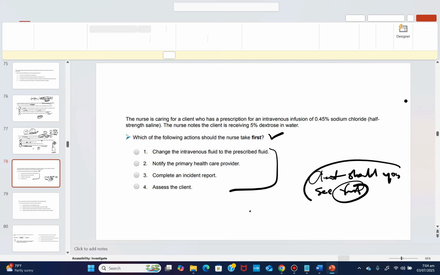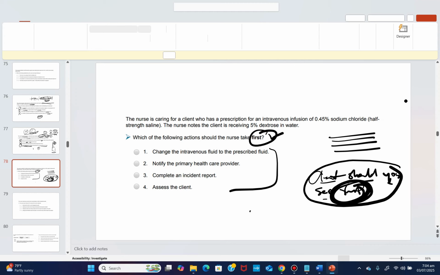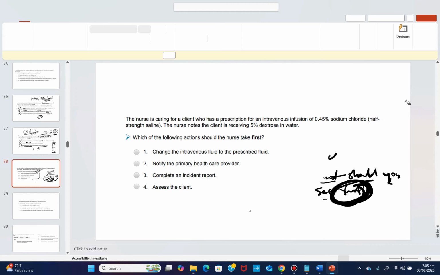Now, if you are thinking about which client you should see first, it means that the NCLEX is going to give you four different clients. So the first here is different from the first there. The first here is related to four different clients. The first here is related to action. You understand? It's related to action. So now, the first action you always need to do.